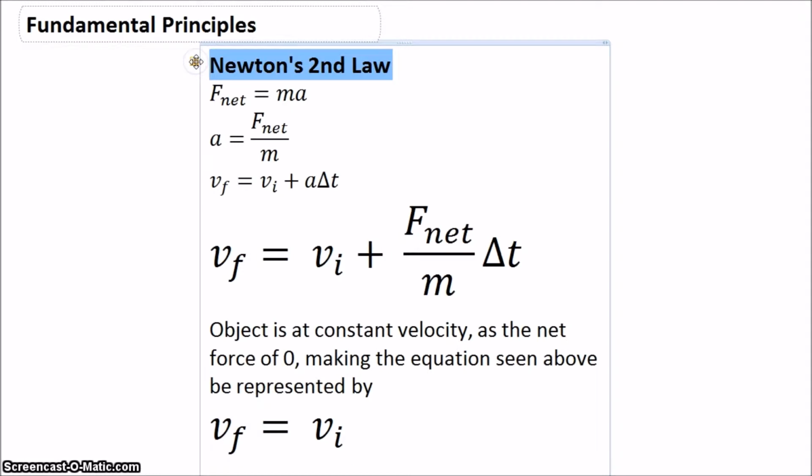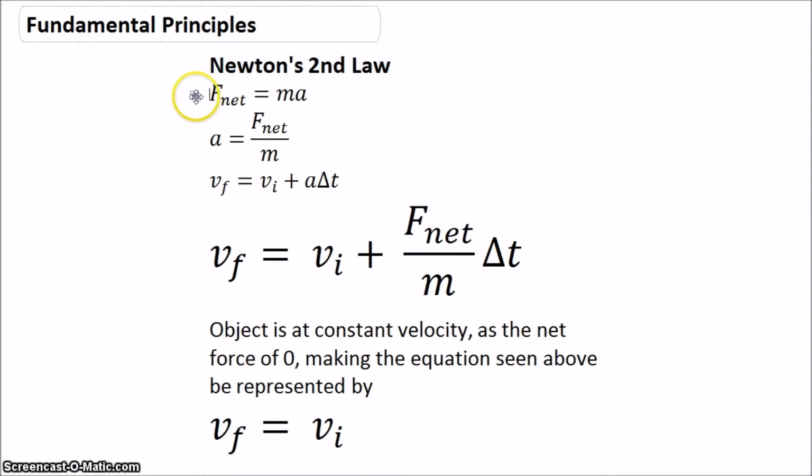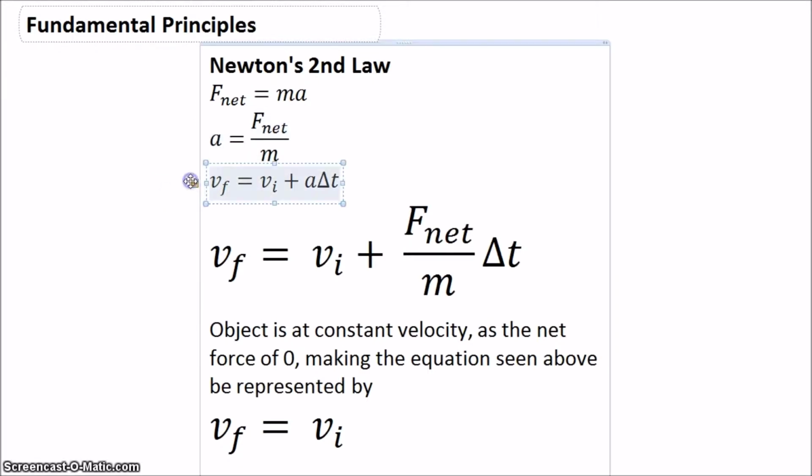First, let us take a look at some of the fundamental principles of physics underlying this basic motion. First, you have Newton's second law: the net force is equal to mass times acceleration, which can then be rewritten in terms of acceleration. When combined with the equation for final velocity equaling initial velocity plus acceleration times the change in time, you have a general formula relating initial velocity, net force, mass, and time to give you a final velocity. Now, any object at constant velocity has a net force of 0, making the equation seen above simply reduce to final velocity is equal to initial velocity.